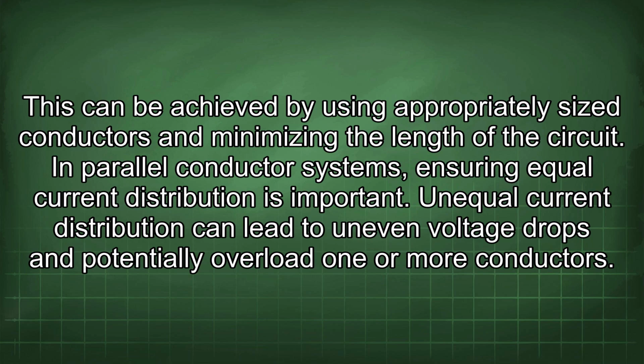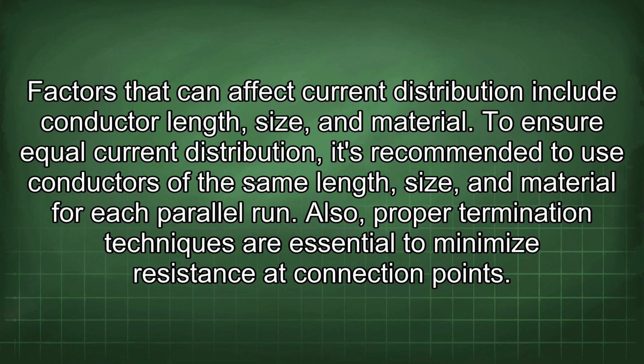In parallel conductor systems, ensuring equal current distribution is important. Unequal current distribution can lead to uneven voltage drops and potentially overload one or more conductors. Factors that can affect current distribution include conductor length, size, and material. To ensure equal current distribution, it's recommended to use conductors of the same length, size, and material for each parallel run. Also, proper termination techniques are essential to minimize resistance at connection points.